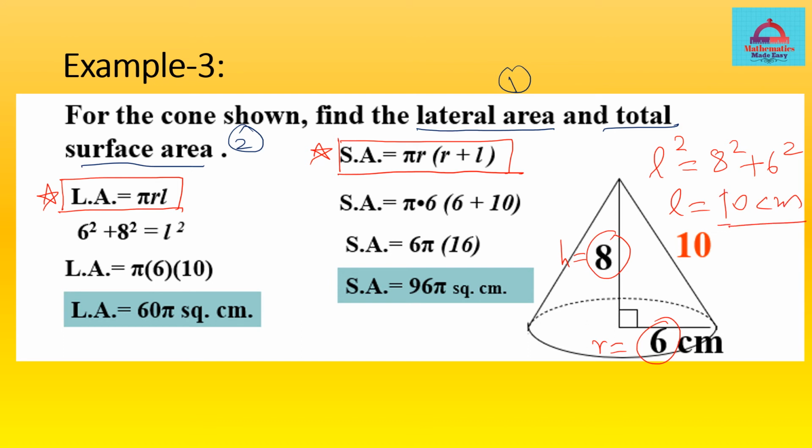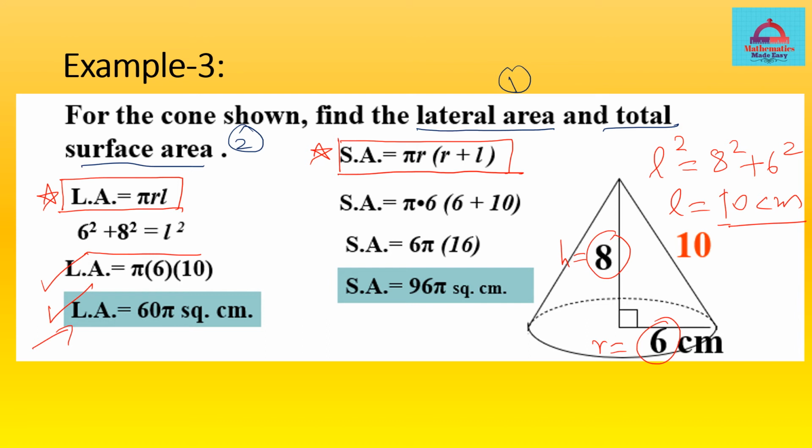Now that you've got your L using Pythagoras, you can directly substitute for LA. That will give you pi times 6 times 10. Now sometimes in the question you don't have to substitute pi. Maybe you are given a multiple choice where the options are in terms of pi. So in that case, you could leave your answer at this step. So 60 pi square centimeter, that's your lateral area.